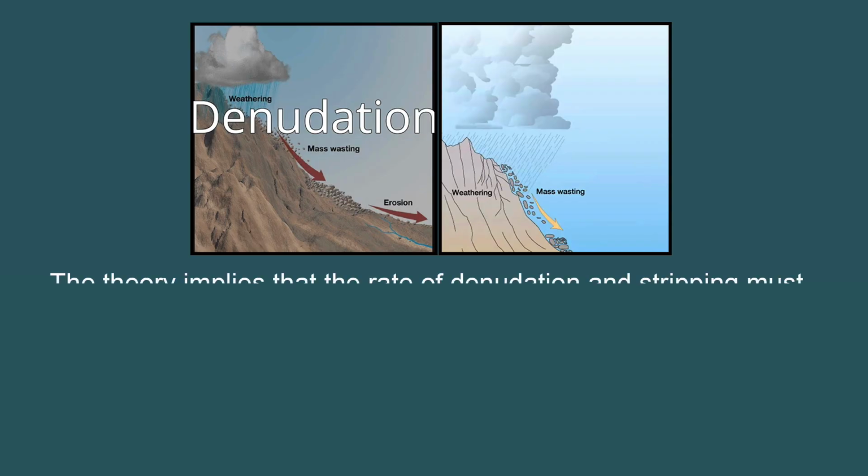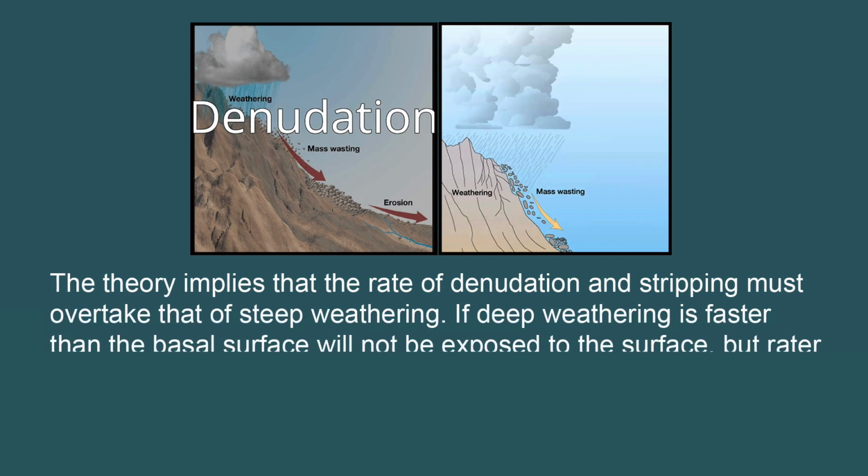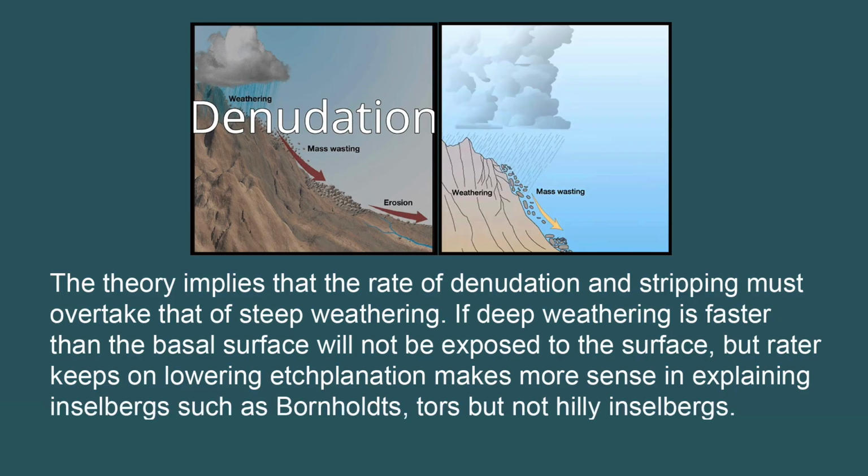The theory implies that the rate of denudation and stripping must overtake that of deep weathering. If deep weathering is faster, the basal surface will not be exposed to the surface, but rather keeps lowering. This explanation makes more sense in explaining inselbergs such as bornhardts and tors, but not hilly inselbergs.